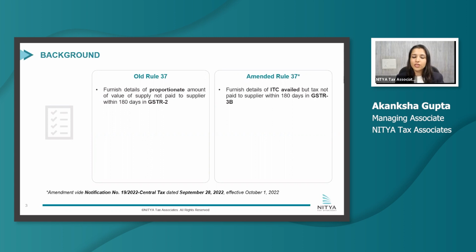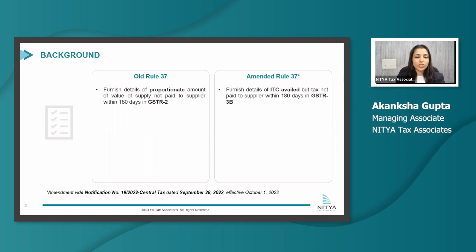So the difference post-amendment in Rule 37 is that earlier, the recipient was required to provide details of the proportionate amount which is not paid to the supplier or was delayed in paying to the supplier. However, post-amendment, the recipient is required to furnish details of ITC availed. The amendment is silent on whether the 100% ITC availed has to be furnished or the proportionate amount of value of supply not paid has to be furnished in GSTR 3B.